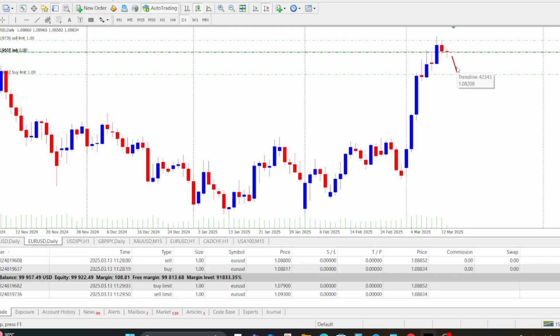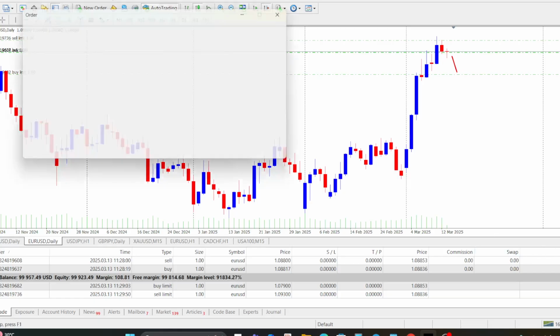You use limit orders when you want a better entry price. When you expect a reversal at a key support level or resistance level, that's also when you use limit orders. Or when you don't want to sit in front of the screen waiting for price to reach your target, you can also use limit orders as well.